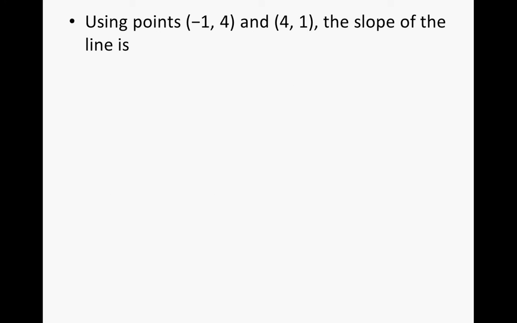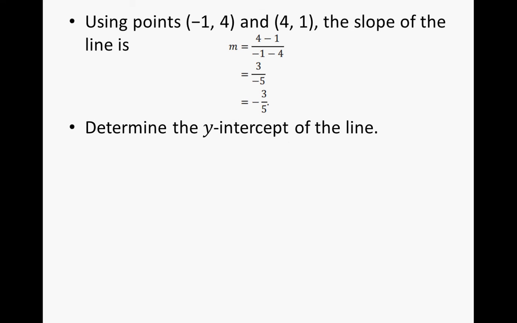Well, we can use coordinate points (-1, 4) and (4, 1), and the slope of the line would be, again, find the difference between 4 and 1, and the difference between -1 and 4, we would get 3 over -5, which is -3/5. So let's take that and determine the y-intercept of the line.